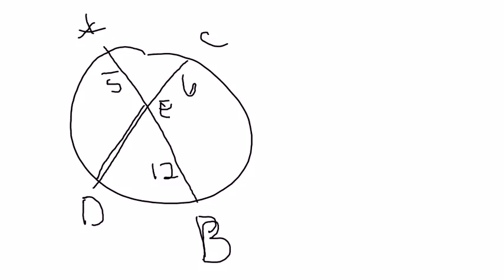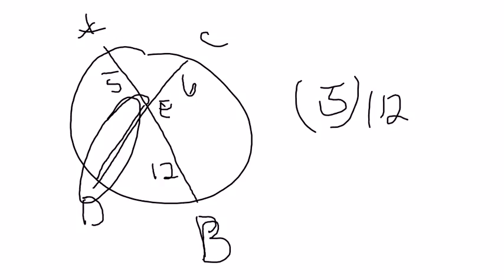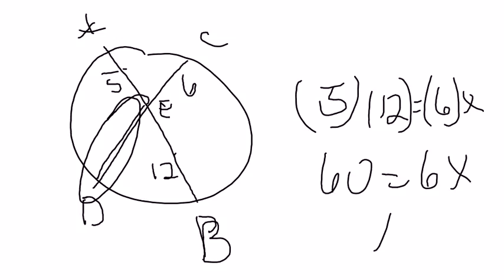Alright, now if you remember your theorem, the product of those two segments that are cut are going to be equal to each other. So 5 times 12 equals 6 times an unknown number, so it's just x. So I get 5 times 12 is 60 equals 6x, and that's easy. X is 10. So my answer is C.